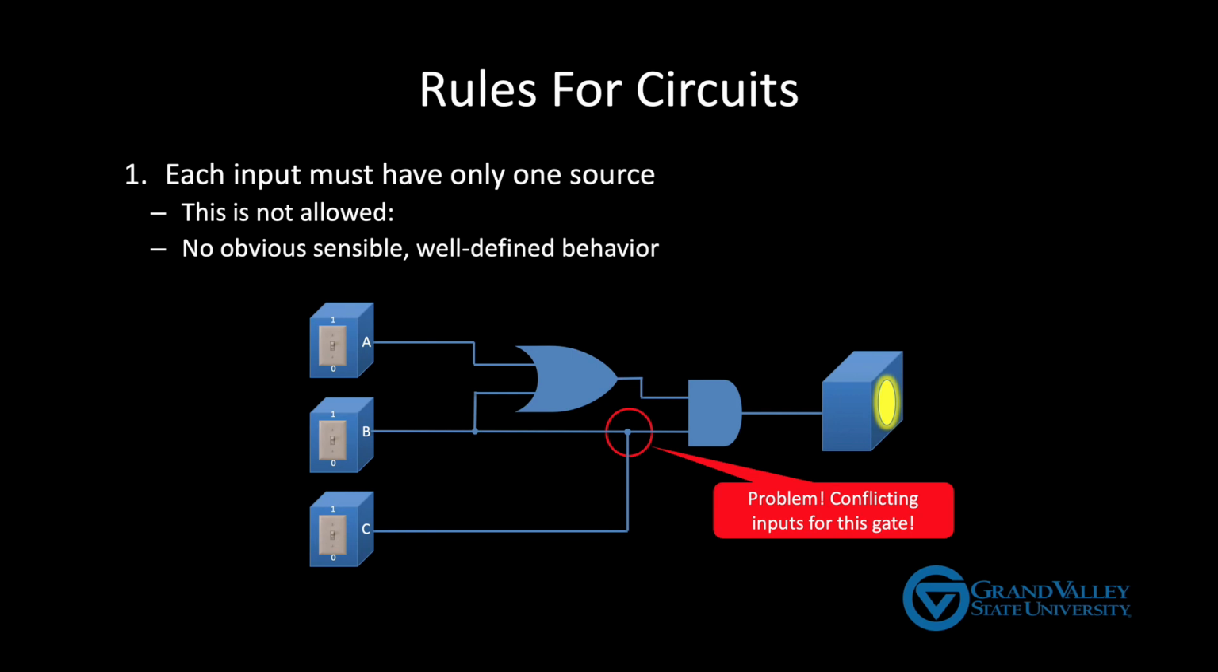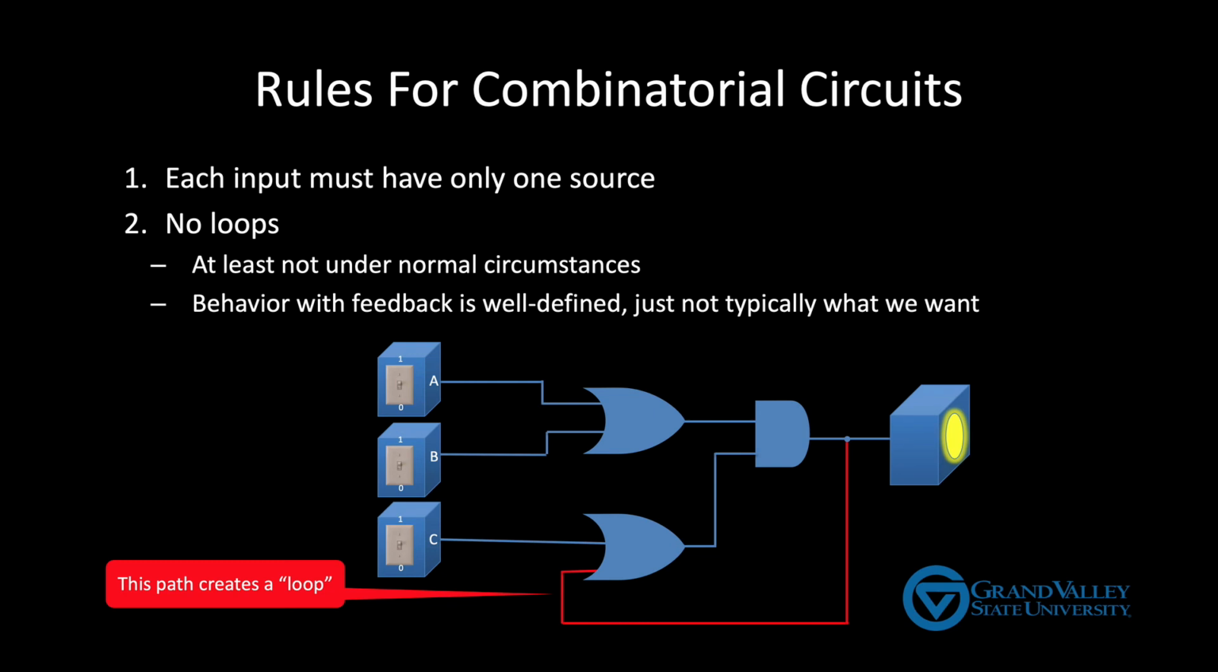The other rule is that in general, there should be no loops. By that, I mean a gate's input should not be influenced by its output. And that's precisely what we see here with the red wire in the circuit. That is, the output of the OR gate eventually leads back to its second input. Although that's technically well defined and we can do it, it's usually not what we want.